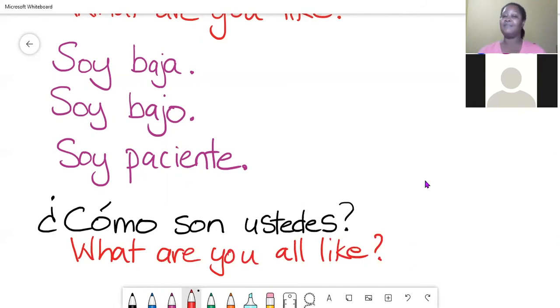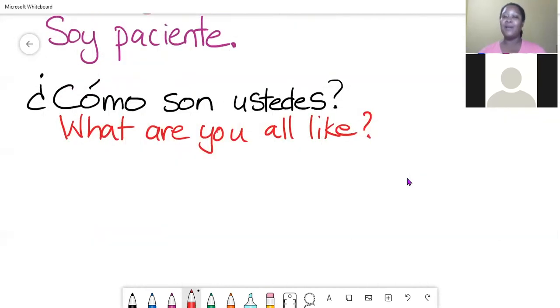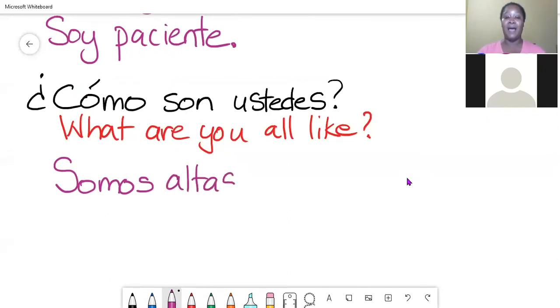And to answer this is very tricky because you have to process the question. If someone comes up to a group of you and they want to know what you're like in terms of your description, and they say, what are you all like? You would respond by saying we. And so we jump over to the we form of the verb ser, which is somos. Let us say that you're all tall and you are all female. It would be somos altas. And I'm going to put a little notation in brackets here so you don't forget.